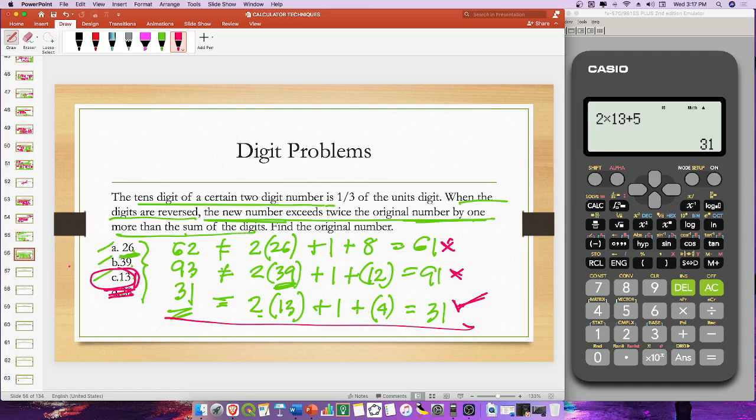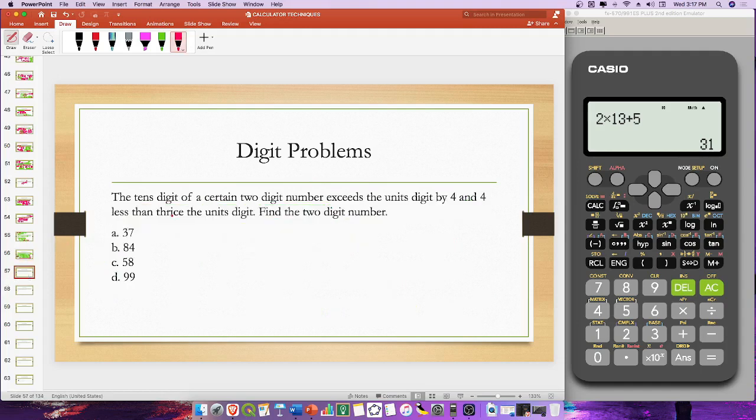Alright, now I hope you've learned something from this problem. Let me solve the last one. The tens digit of a certain two-digit number exceeds the unit digit by 4. Okay. By inspection, let's use I technique. The tens digit of a two-digit number exceeds the unit digit by 4, meaning the tens digit is greater than the unit digit by 4. That's how you write the equation.